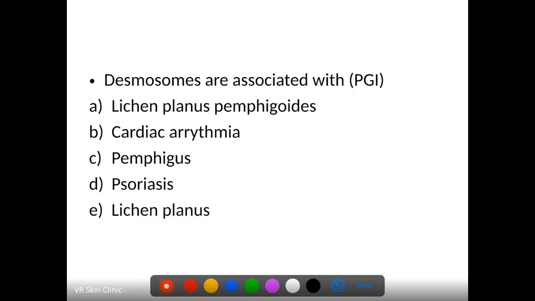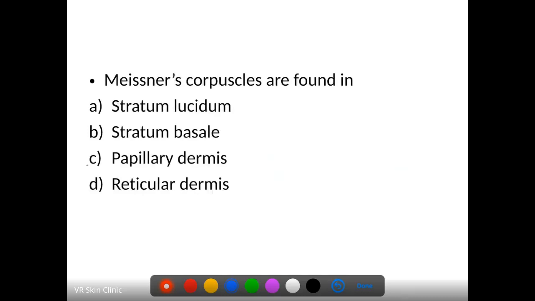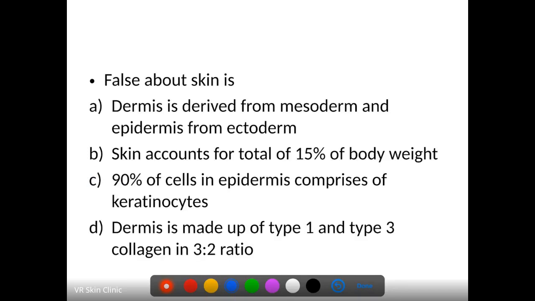Meissner's corpuscles are found in the papillary dermis. False about skin: dermis is derived from mesoderm and epidermis from ectoderm, true. Skin accounts for 15% of total body weight, true. 90% of cells in epidermis are keratinocytes, very true. Dermis is made up of type 1 and type 3 collagen in a ratio of 3:2? No, it is in the ratio of 1:3, so this is the wrong answer.